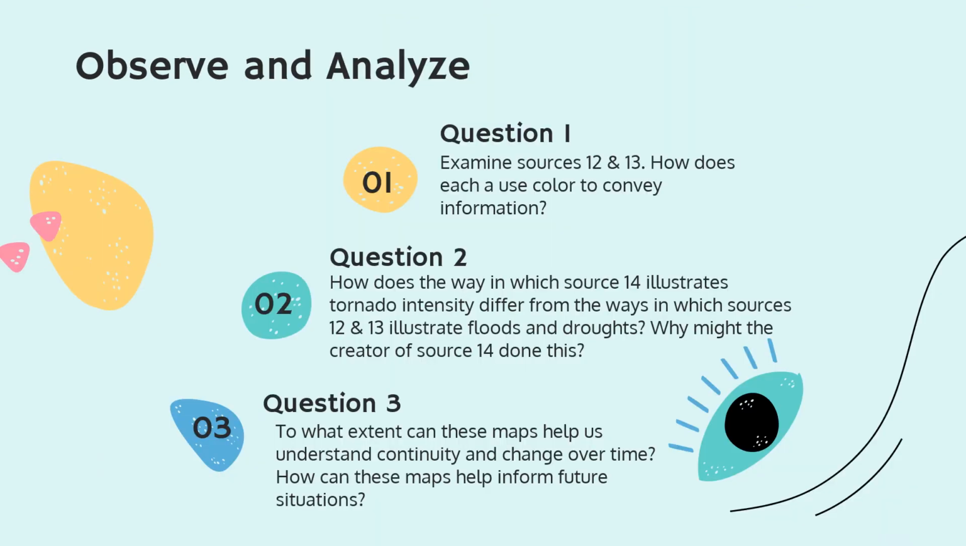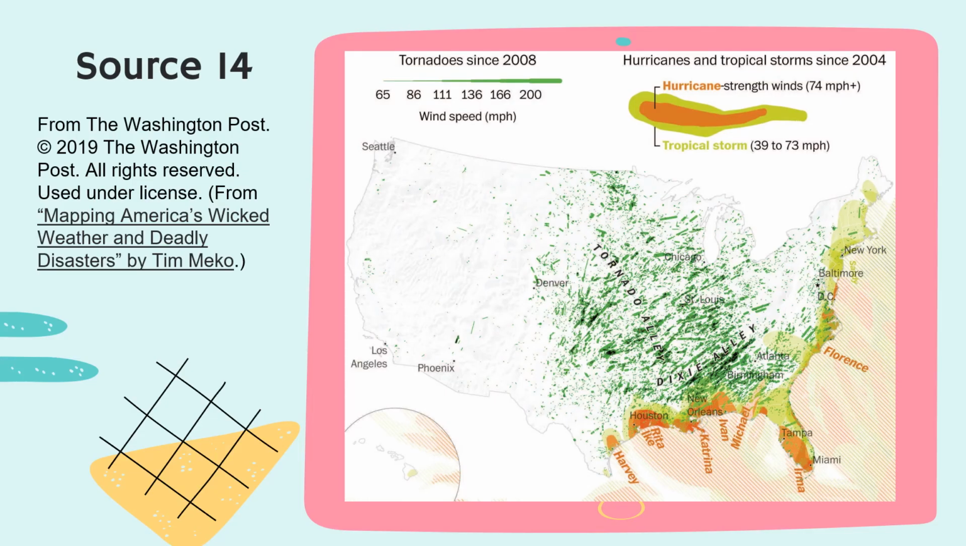For question 2, we are looking at how the way in which source 14 illustrates tornado intensity differs from the way in which sources 12 and 13 illustrated floods and droughts. So it's different. I'm telling you that. I want you to identify how it's different, and why the creator of source 14 would have done this. So we're going to move forward, and I'm going to bring up source 14. Go ahead and pause the video in order to answer the question.